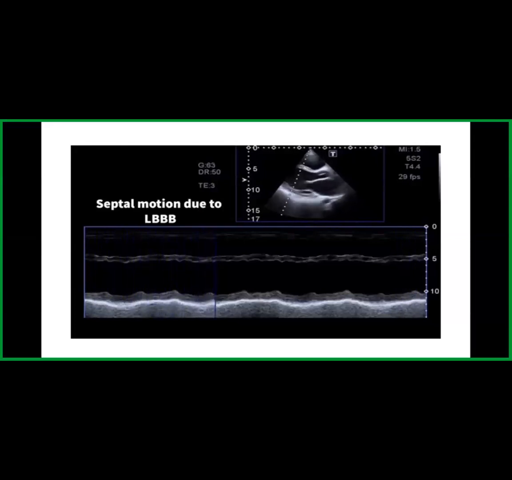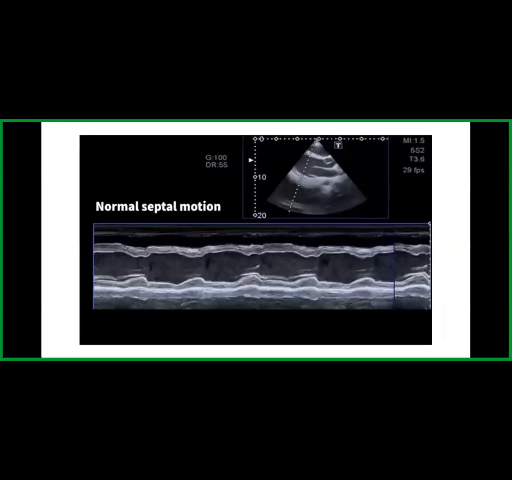So it's imperative that we record M mode in all of our general echo procedures. We always record an M mode in the parasternal long axis view, which is the view that we are looking at right now. And as we can see here, the motion of the septum is quite limited as compared to our initial normal contraction and relaxation.